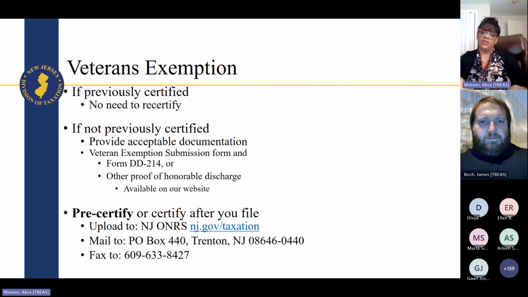How they do that is they go online and upload their documentation on New Jersey Honors. They can mail the documentation to us, or they can fax it to us. In addition to sending us the documentation, there is a submission form available online that they should complete as well. So they do the submission form, they submit their proof, which is usually the DD 214 for most, and they send that to us. We note on their account that they are qualified for the exemption. That stays on the account, and they get the exemption from then on. There is no longer any question. They only need to do this one time.